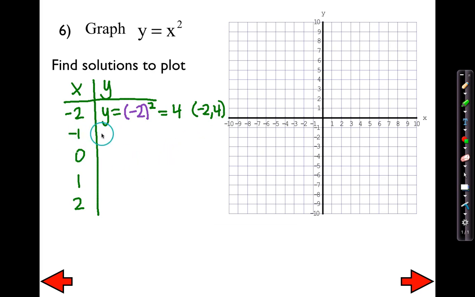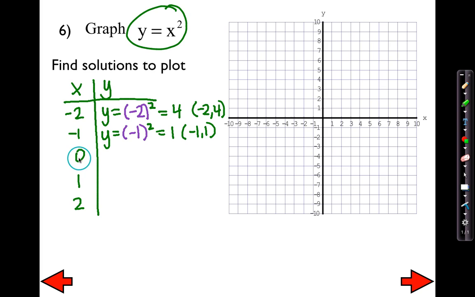I'm going to continue this process here using the equation. Again, we're just going to do y equals. We're going to go ahead and plug in our x. Our x value is a -1. And we're supposed to square that. So what is -1 squared? It means -1 times -1, which is 1. So that ordered pair would be -1, 1.